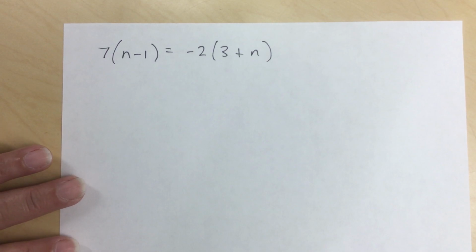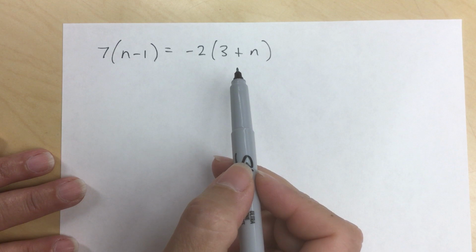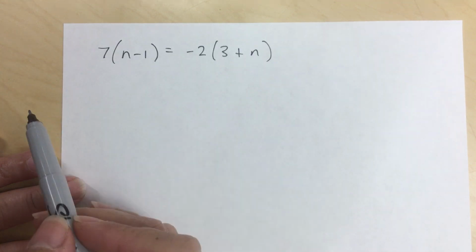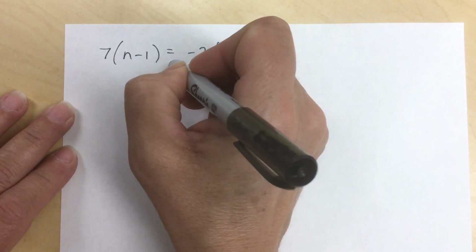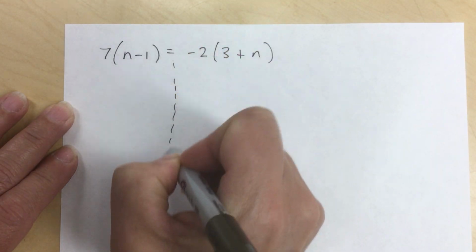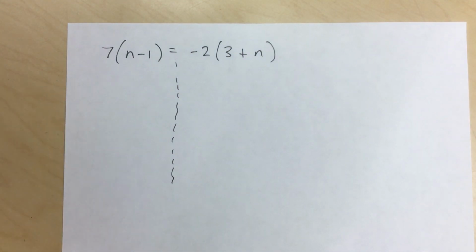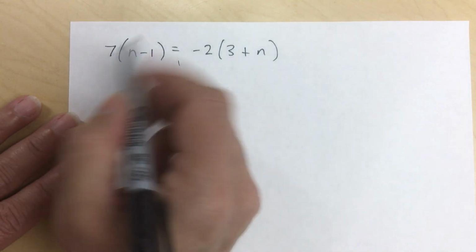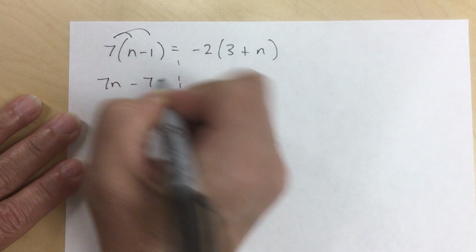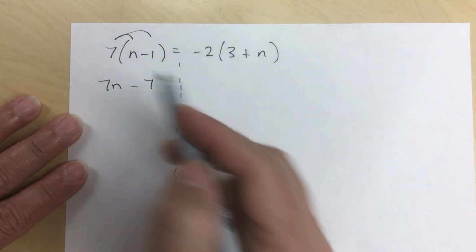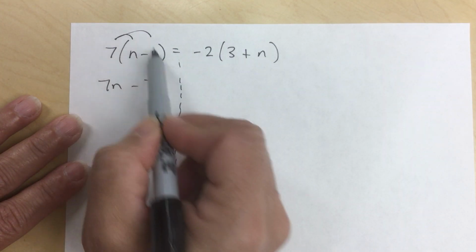Okay, so on this example, I'm going to show you how to solve an equation with variables on both sides and has a distributive property in it. You have to distribute. So first, make your dotted line where your equal sign is, and then distribute. So you're going to have 7 times n and 7 times 1.